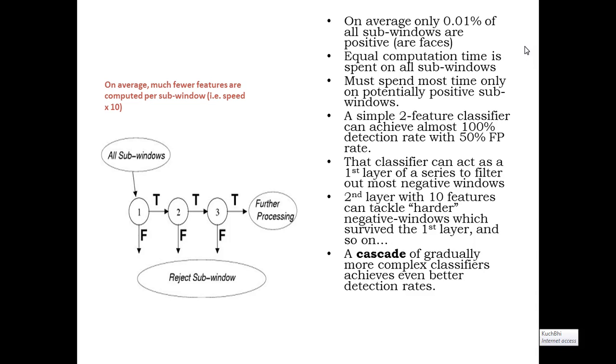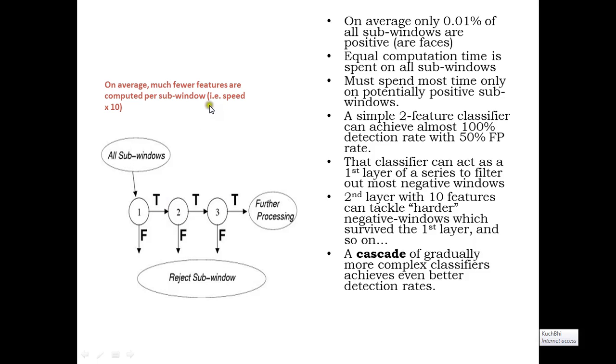That classifier can act as the first layer of a series to filter out most negative windows. The second layer with 10 features can tackle harder negative windows which survive the first layer, and so on. A cascade of gradually more complex classifiers achieves even better detection rates.